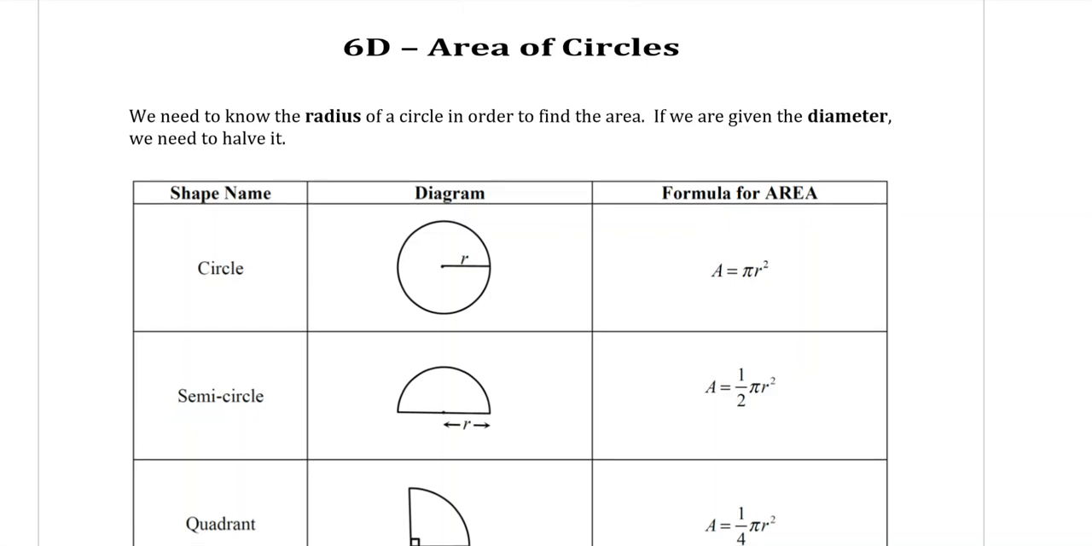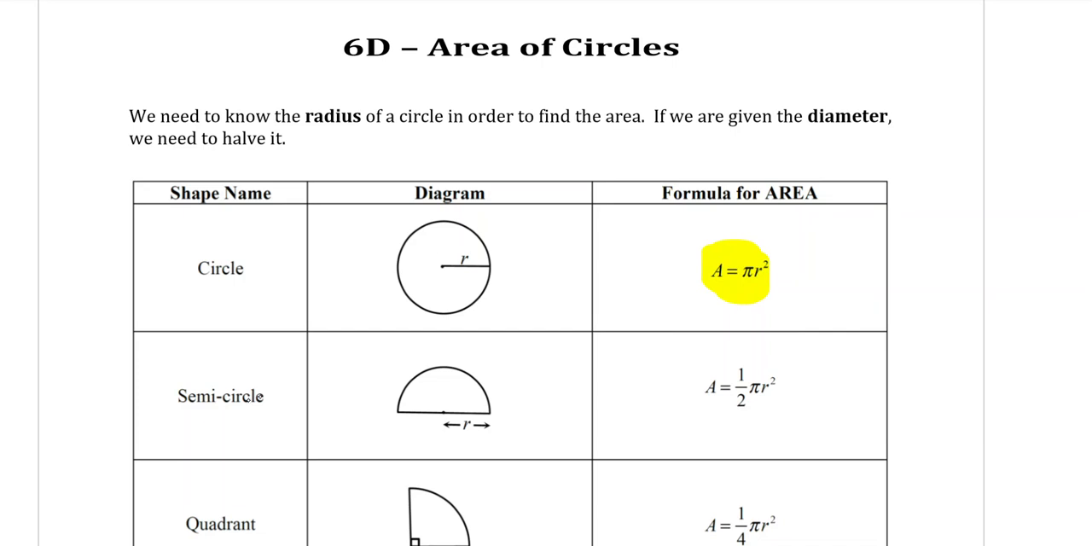We didn't do any questions that involved circles. So we need to spend a whole lesson today on the circles because they can be a little bit tricky. If we have a whole circle, the formula is A equals pi r squared.